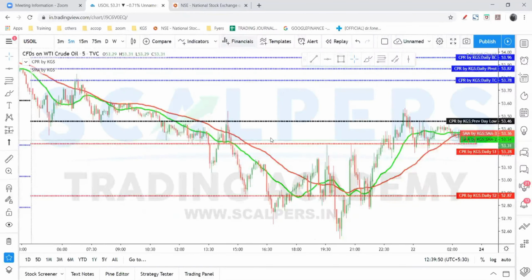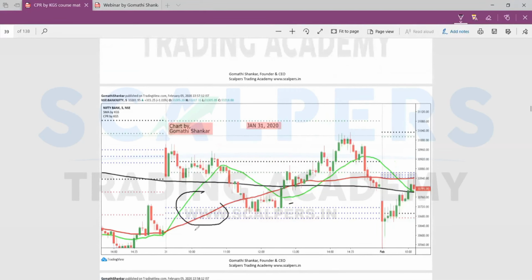See, this is the example. See, 20 and 50. See the structure of 20 and 50. Many people will ask, it is looking like a railway track pattern. See, at 10 o'clock, it is looking like a railway track pattern. Of course, yes, but day high is not broken. The day high is here.